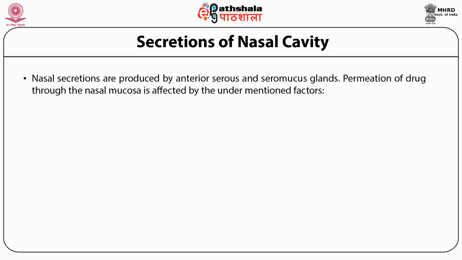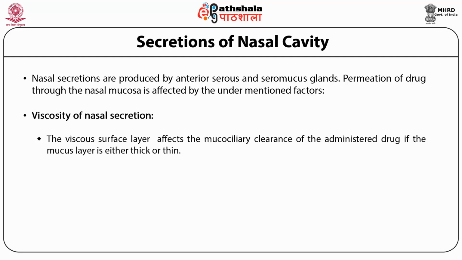Nasal secretions are produced by anterior serous and seromucous glands. Permeation of the drug through the nasal mucosa is affected by various factors. The first factor which will affect the drug permeation is the viscosity of the nasal secretion. The viscous surface layer affects the mucociliary clearance of the administered drug if the mucus layer is either thick or thin. If it is thick, it will be impeded, and if it is thin, it might be a little faster.